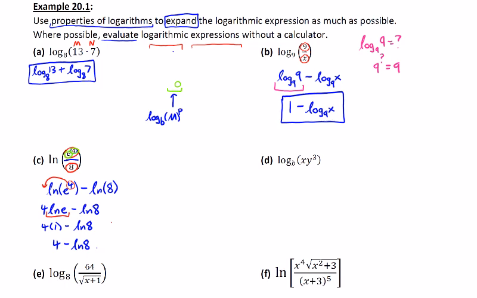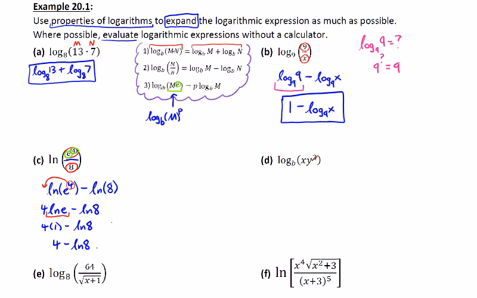Part D, log base b of x times y to the third. So we're going to run into the same problem with the power that we did on part C. The power, which is 3, only applies to the y. It doesn't apply to the x and the y. So we can't immediately start with the power rule. But we can think of this as a product with x multiplied by y to the third.